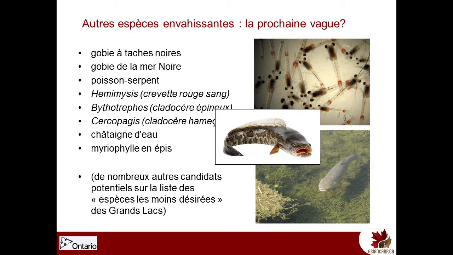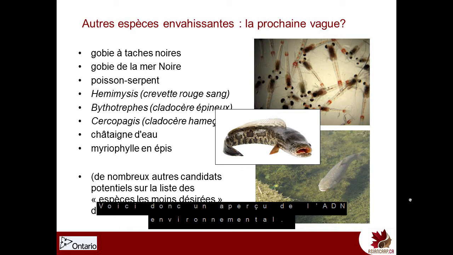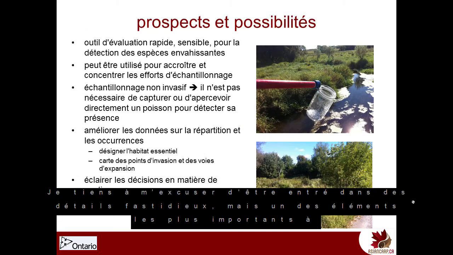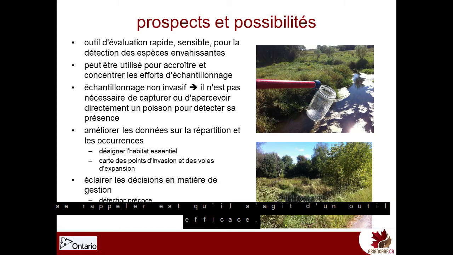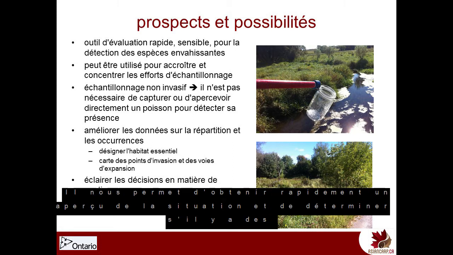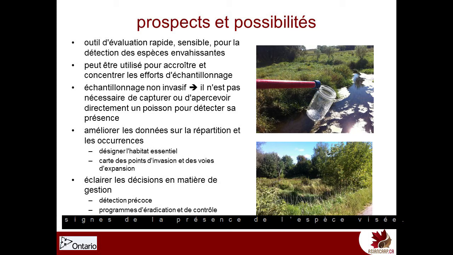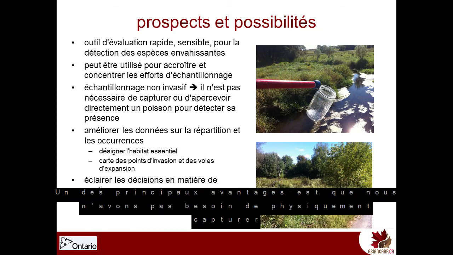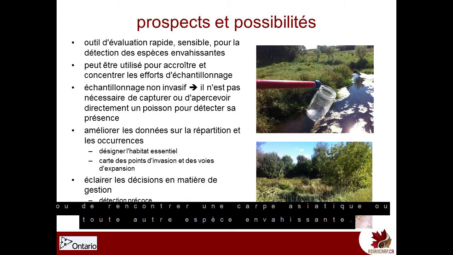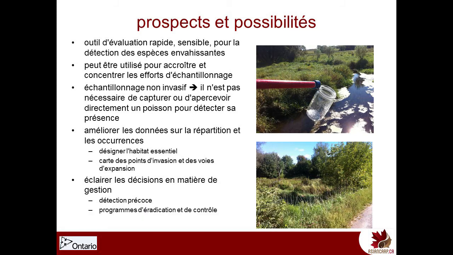So this is a bit of the overview of environmental DNA. Sorry for pulling you into the weeds on some points, but one of the really key things from this, first off, it is an effective tool. It allows us to get out and very quickly get a snapshot. Do we see any sign of species that we're concerned about? One big advantage, we don't need to physically capture or encounter the Asian carp themselves or other invasive species.